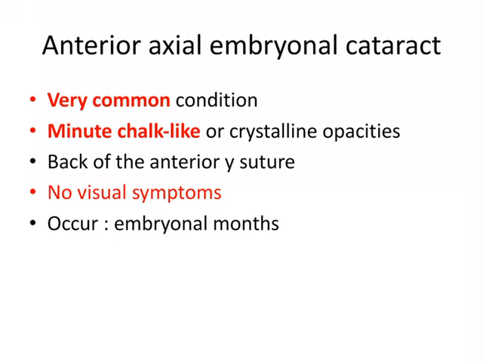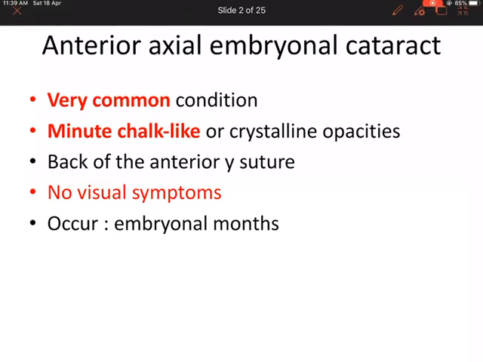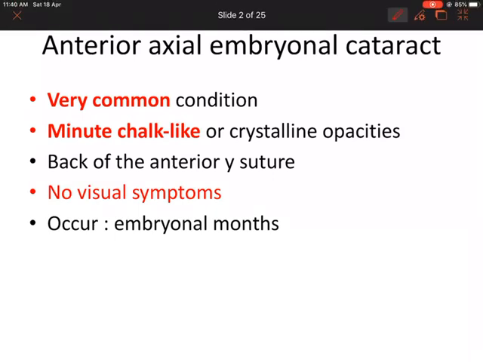First one is anterior axial embryonal cataract. Here it is a very common condition. Minute chalk-like crystalline opacities are present, and most of the time it is anterior to the Y suture.